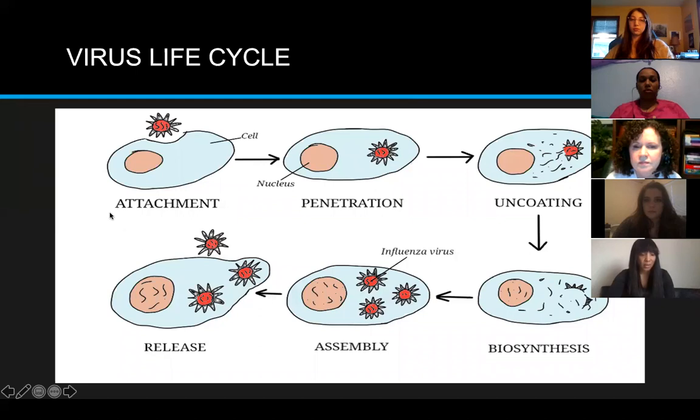So starting with step number 1, attachment and penetration of the virus to the host cell. Step number 2, uncoating of the viral genome within the host cell. Step 3, biosynthesis of viral components within the host cell. Step 4, we have the assembly of the viral particles. And step 5, the release of the virus to spread and invade others.